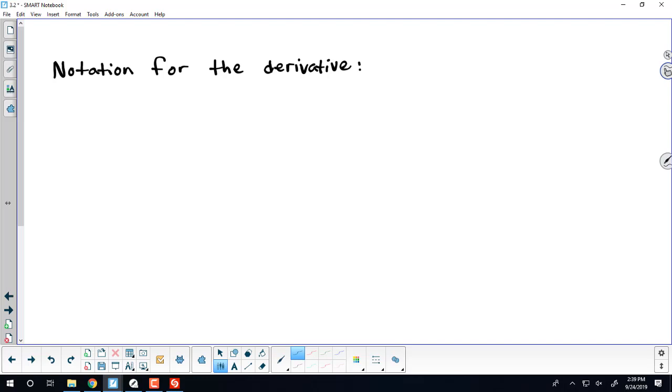There's many different ways to notate the derivative. There's 3 primary ones that we see. One we've already seen with the definition, which was f prime of x. The other notation for derivative is dy over dx.